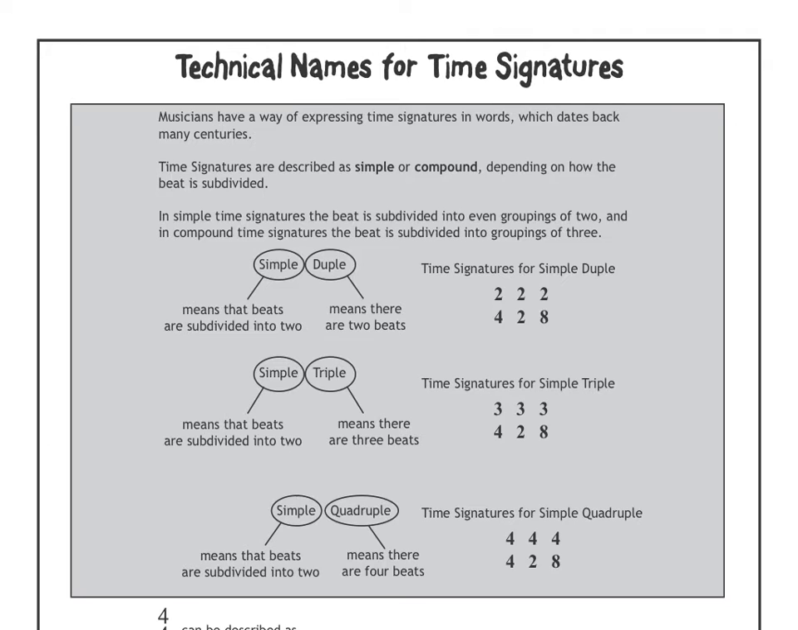dates back many centuries. Time signatures can be either simple or compound, and it really is just dependent on how you subdivide the beat itself. So if a time signature is described as simple, it means that any beat, any pulse, like when you tap your toe, that pulse itself can be divided into two. So for example, quarter notes can be divided into two evenly spaced eighth notes. Okay, when you divide that beat into two, it is called a simple time signature.